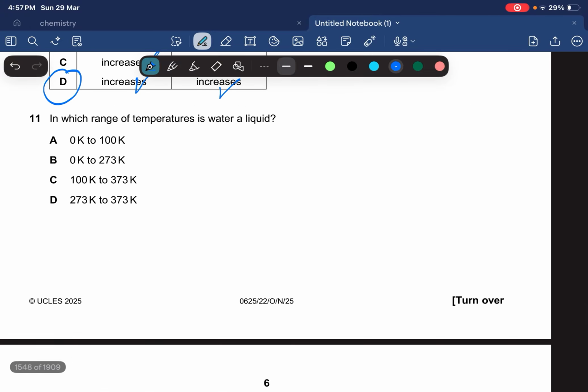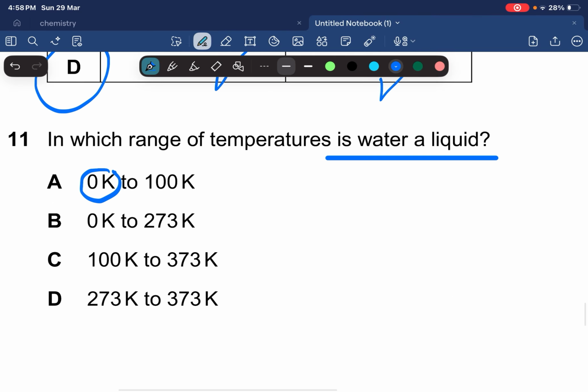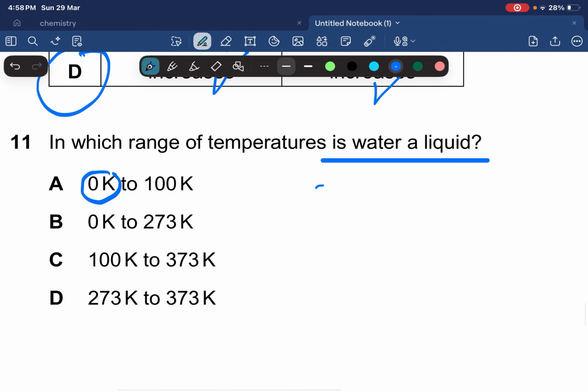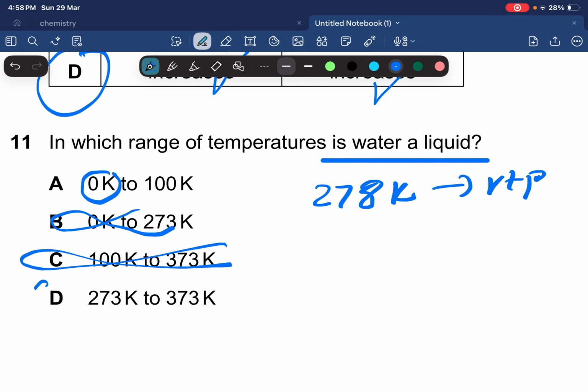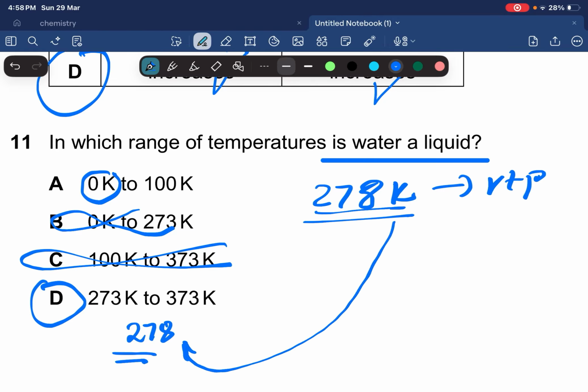Okay, in which range of temperatures is water a liquid? Water as a liquid. 0 Kelvin is very low. 278 Kelvin is your RTP. So at RTP, water is a liquid. So the range 0 to 9, 100 to 9, D, because 278 is in between over here. And if you have a lot of problem, you can convert, but I don't need to convert. Just by looking, I can tell that my 278 is going to lie over here. So over here it's going to be a liquid.